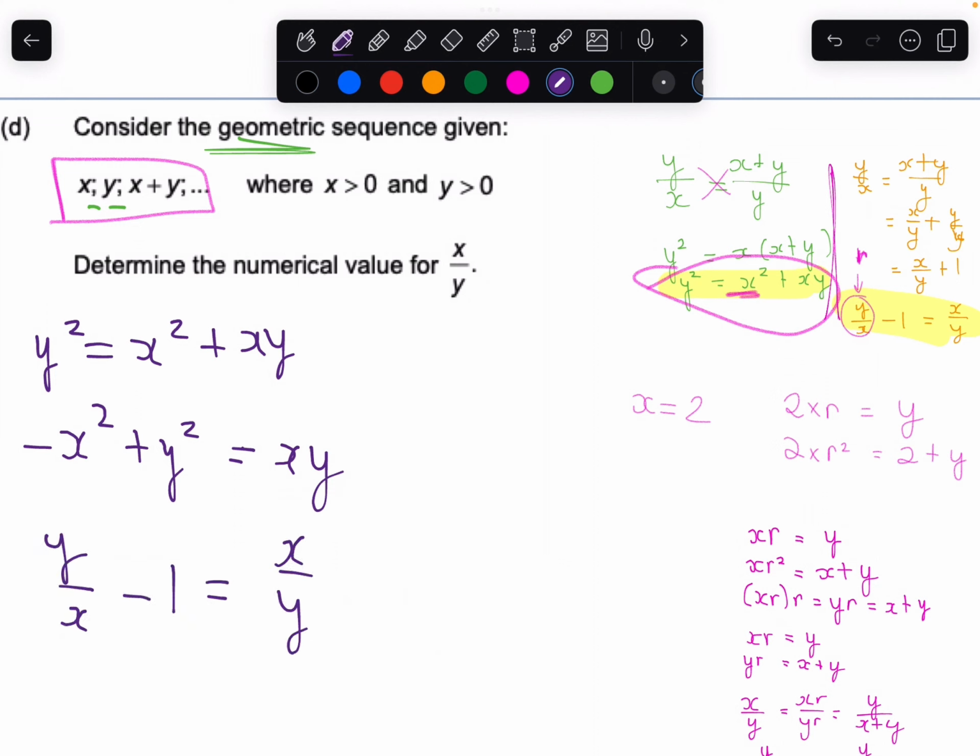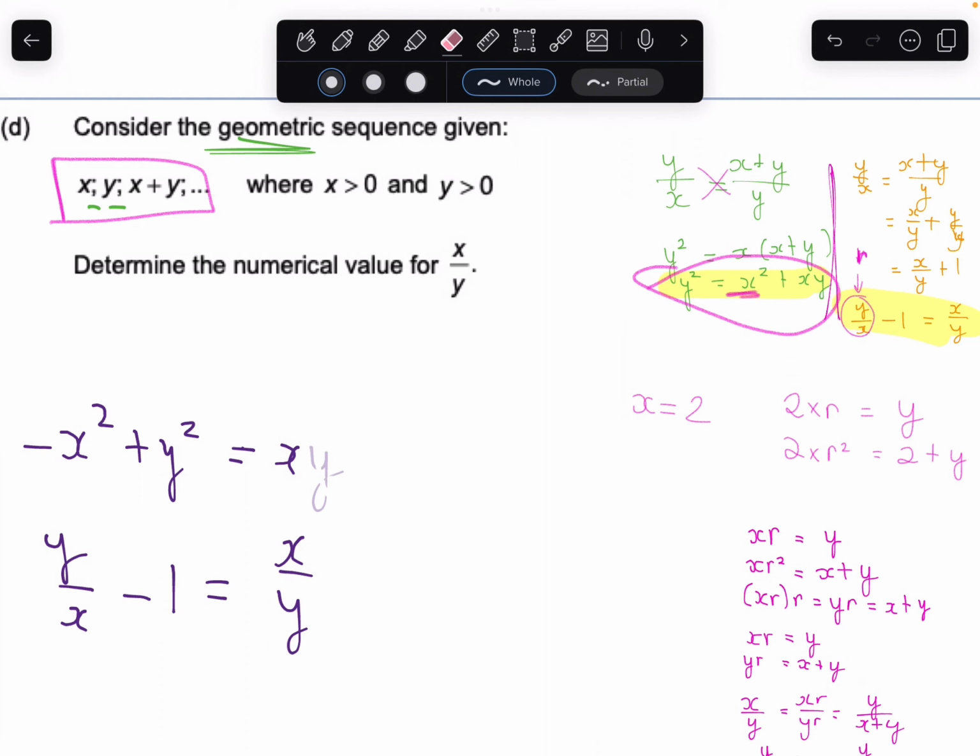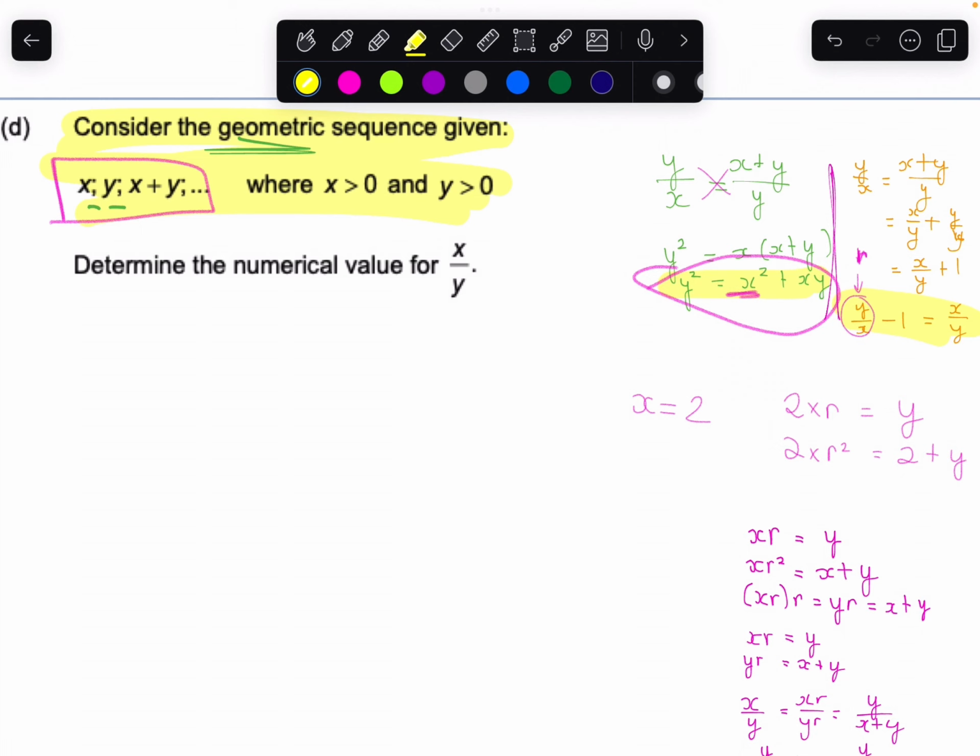But the point is that there are potentially infinitely many x's and y's that satisfy this condition. So it's not really about solving for what x and y is. It's about finding the ratio between them.